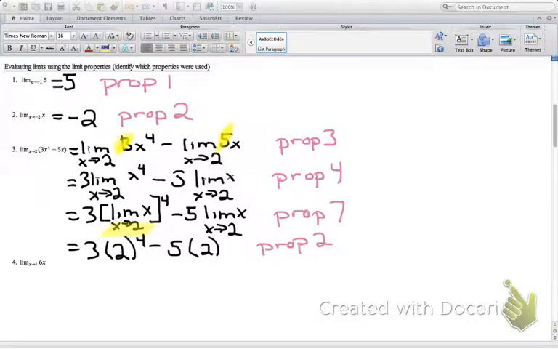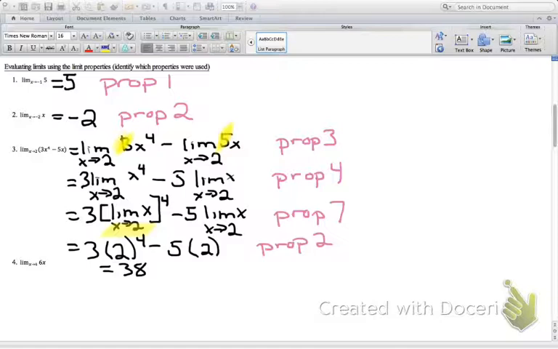And then we can just go ahead and evaluate. We will get this whole expression to be equal to 38 after we do our exponents and multiply. And so that's number 3.